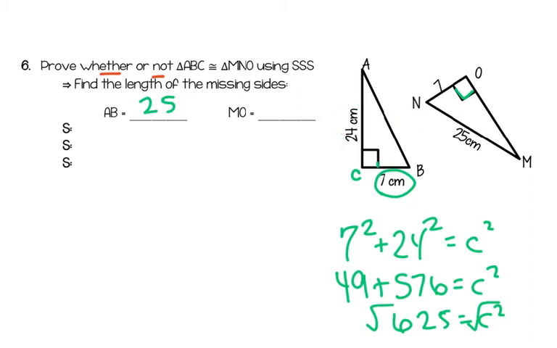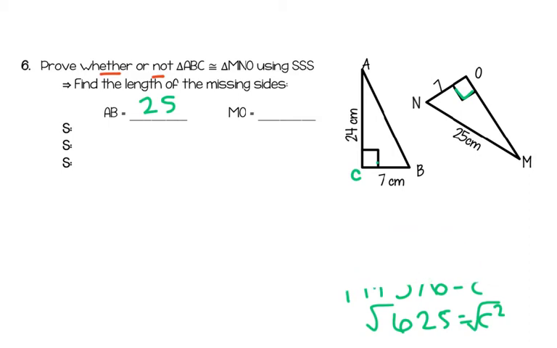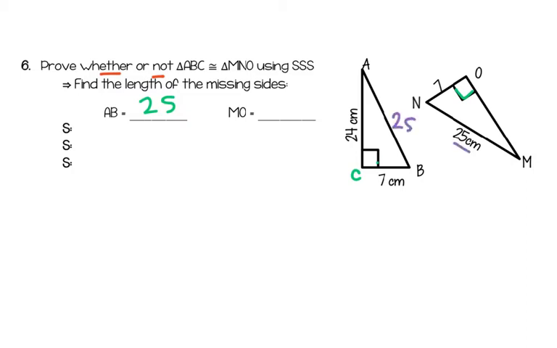Later on, when we actually write out a whole proof, we're going to have to say, I know that that's 25 because of the Pythagorean Theorem. Now, if we say this is 25, it matches NM. So I actually know that AB is going to be congruent to MN. So I can use that for one of my sides. That's true. Okay, and then if we look at other sides, I've got 7 and I've got 7. So I can say CB or BC, I guess, and NO. So BC is congruent to NO.